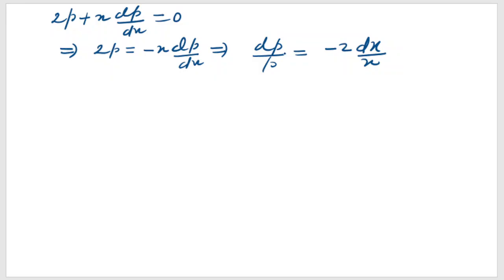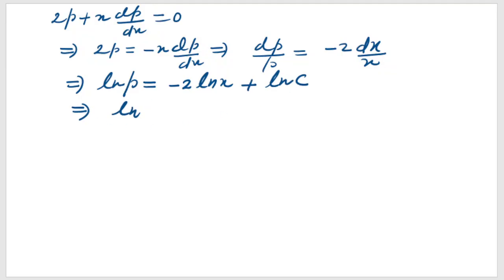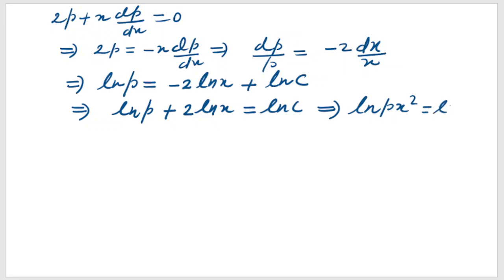So I took the p on this side and 2 dx by minus x. Okay, minus 2 dx by x. Now I can integrate. So if I integrate, I will get ln p. On the right hand side I will get minus 2 ln x, and we can add the arbitrary constant, that is ln c. So from this I get ln p plus 2 ln x is equal to ln c. So the next step is ln of p into x square is equal to ln c.